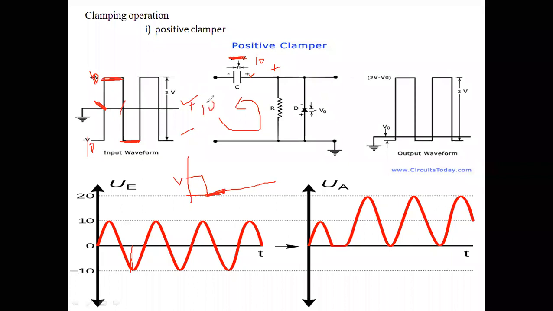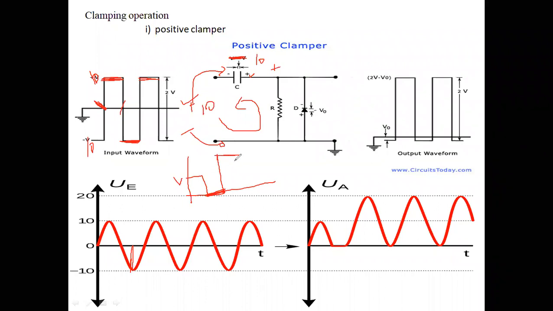Therefore, here also plus is connected to minus, and minus is connected to the output. Therefore, both are in series. Plus 10 and plus 10, totally 20 volts. Therefore, our output goes to plus 20 volts. In this portion our input is at 10, and our output will be at 20 volts.